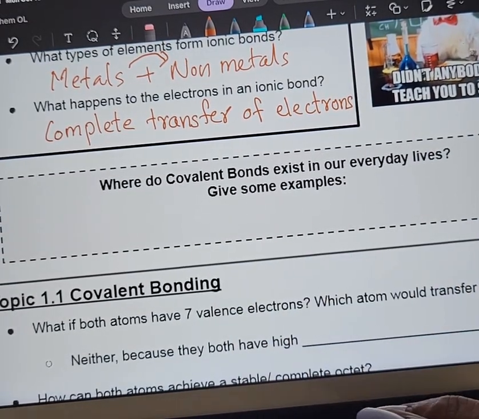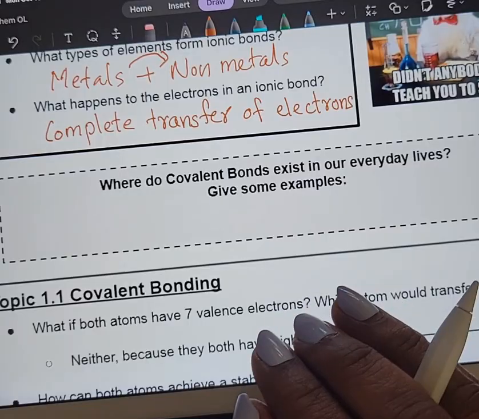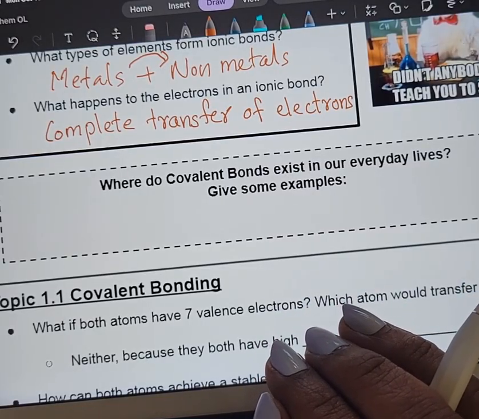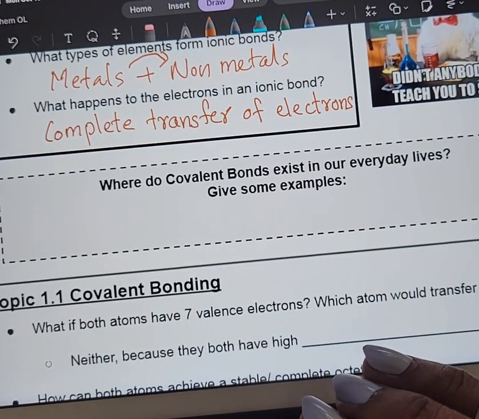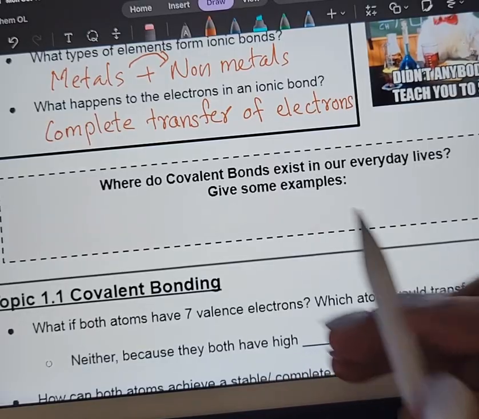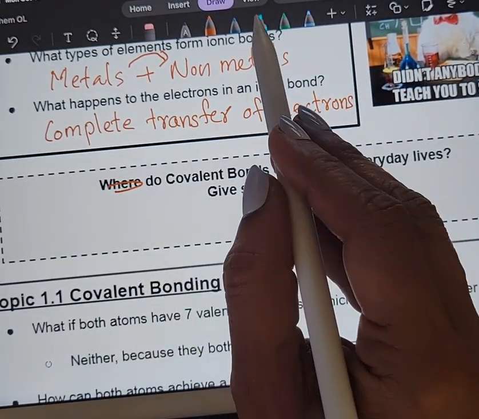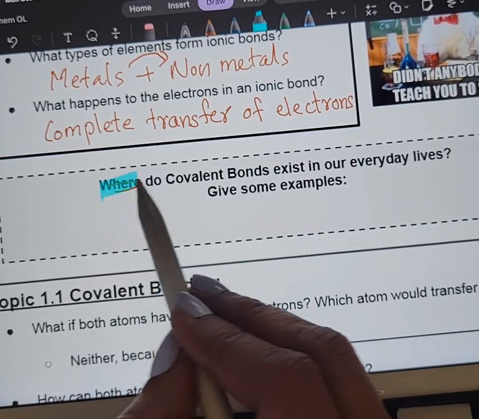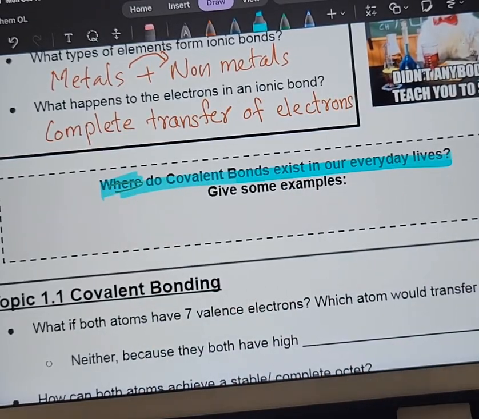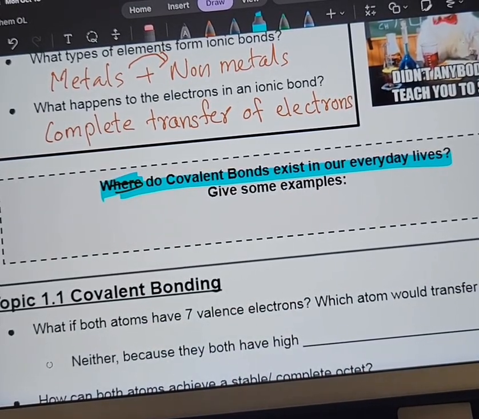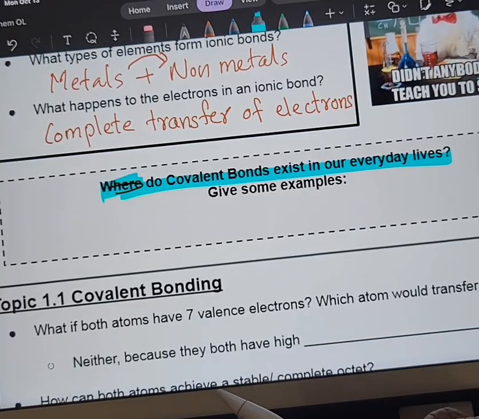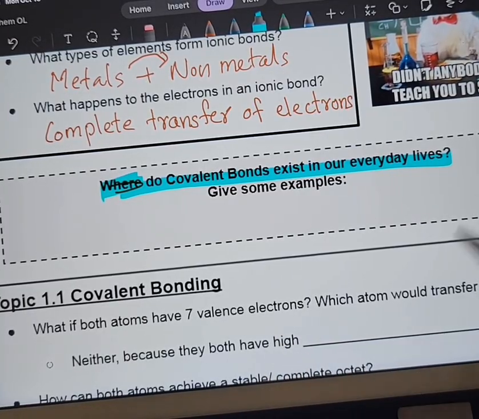Now let's think about covalent bonds. Covalent compounds are formed by sharing electrons. Instead of transferring electrons, they are sharing electrons. In real life situations, we are going to see a lot of covalent compounds in everyday life. Since you learned biology last year, can you remember a few examples?